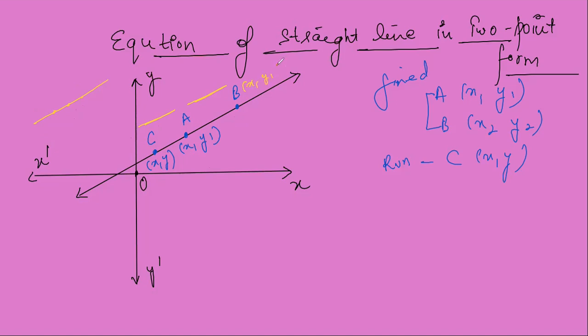The coordinates of this point are x2, y2. x2 is the distance of point B from the y-axis. This is x1, and this is x, which I have taken as any random point. So x1, x2, x are the distances of the respective points from the y-axis. Similarly, y, y1, y2 are the distances from the x-axis. Please remember this very carefully.